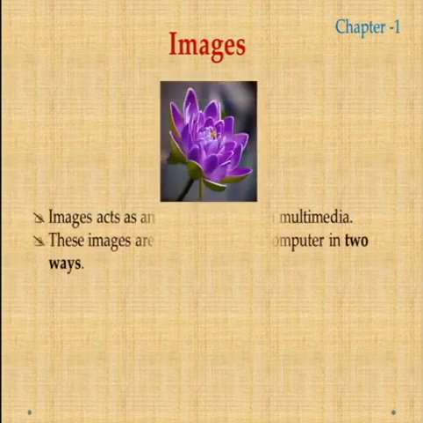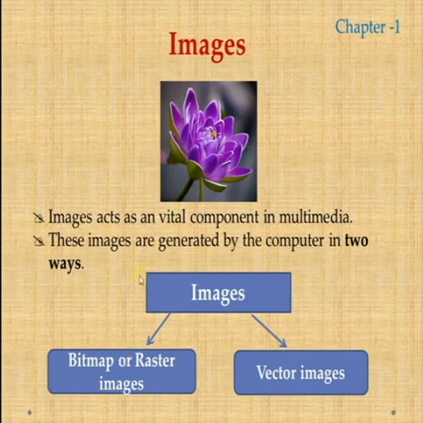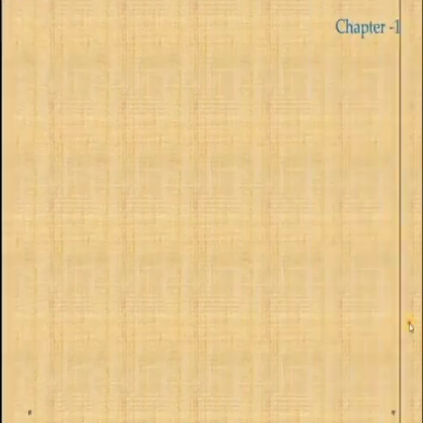Next component of multimedia is images. It's a still image. Images act as a vital component in multimedia. There are two types. One is bitmap or raster images. Another one is vector images. So what's the difference between the two things?